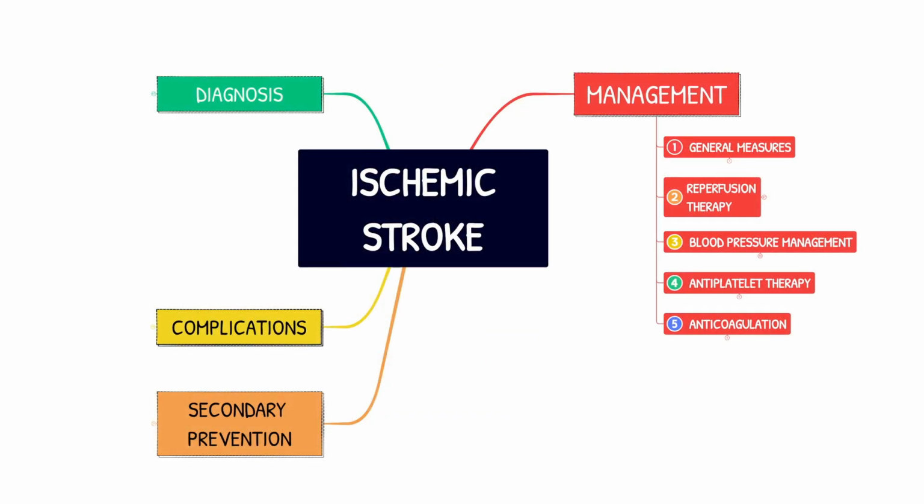To summarize, ischemic stroke diagnosis relies on clinical assessment, CT scan as first-line imaging, MRI for more sensitive detection, vascular imaging, and appropriate laboratory tests. Complications can be acute, like cerebral edema or hemorrhagic transformation, or chronic, like depression and spasticity. Secondary prevention is crucial and includes lifestyle modifications, appropriate antiplatelet or anticoagulation therapy, statin therapy, blood pressure control, diabetes management, and carotid revascularization when indicated.